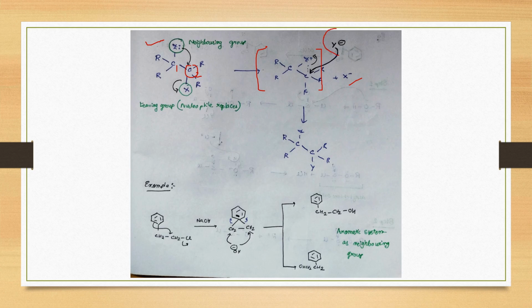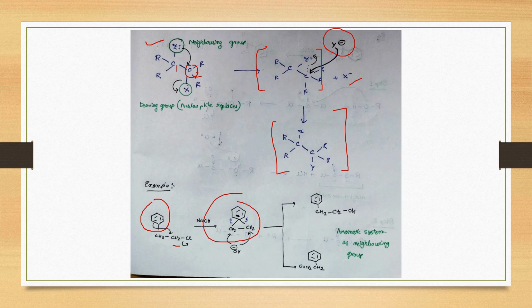Then we have a nucleophile of our choice, Y, which will attack this carbon, and again we can get the compound. Now, with an example, if I want to explain, here we have a benzene ring. Benzene has pi electrons, and pi electrons can take part in the formation of the intermediate. So when the pi electrons acting as nucleophile attack this carbon, we will get an intermediate.